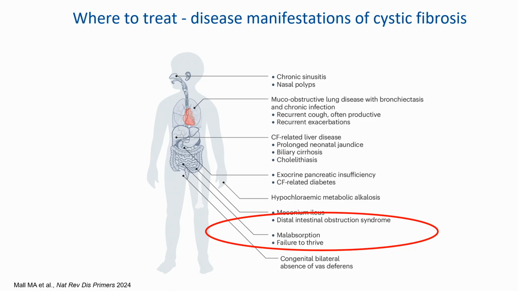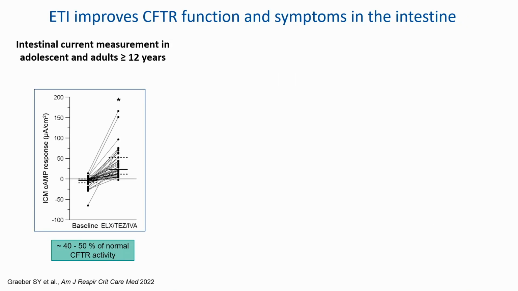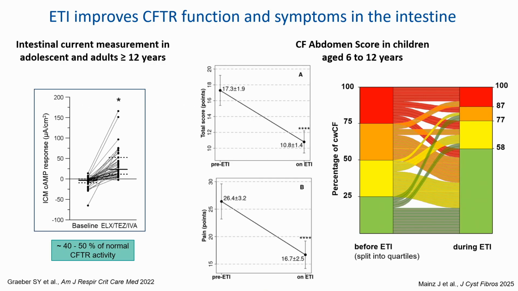Now looking at the abdominal phenotype, we see that also in the intestine, the CFTR function is improved. And the only real data we have is from abdominal symptoms in the age group of 6 to 12-year-olds, which have a dramatic improvement in symptoms on ETI. But when you look at the color code here, we still have a substantial part that still has abdominal problems. And most of that, or some of that, is probably related to pancreatic insufficiency. So I think we can probably both tackle that together, but we don't know if that's really the only thing.